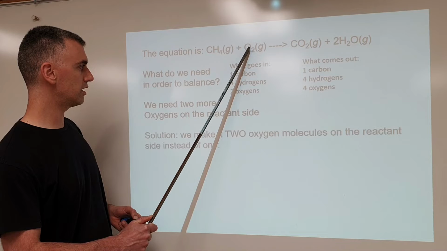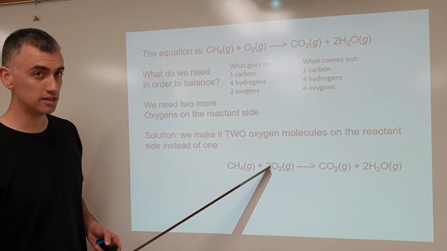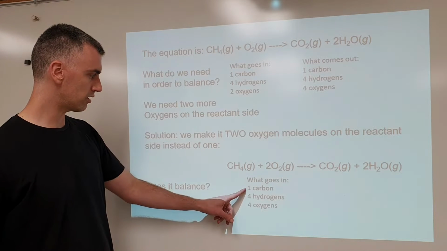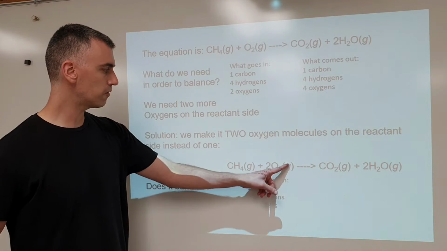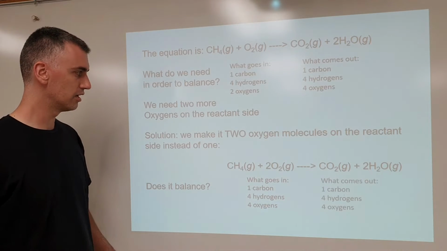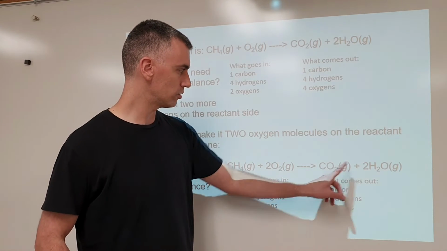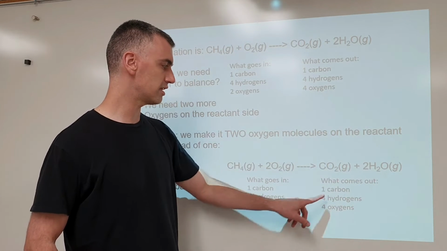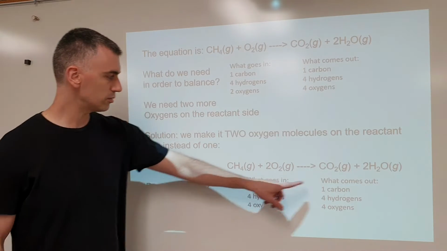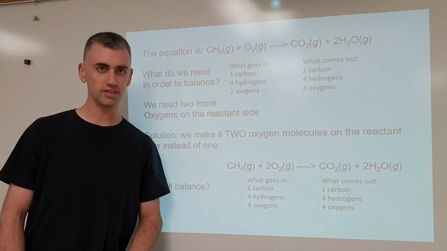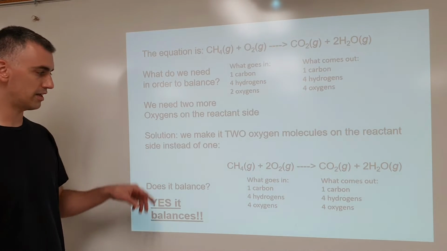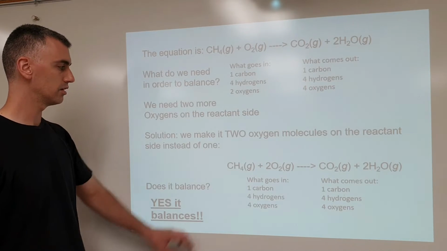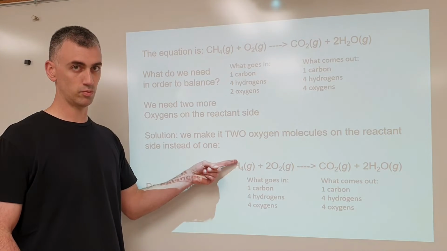So what if instead of 1 oxygen molecule, you had 2 oxygen molecules? Well, if you did that, then you'd have 1 carbon, 4 hydrogens, and 4 oxygens on this side, and 1 carbon, 2 plus 2 is 4 oxygens, and 2 times 2 is 4 hydrogens. So you'd have 4 hydrogens, 4 oxygens on this side too. So you would now have the exact same number of each element on each side, and that we call a balanced equation. So this we would be happy with as our final answer.